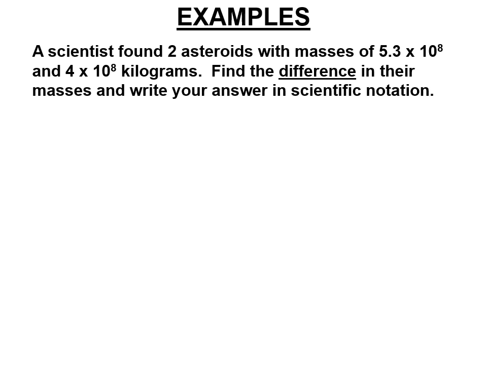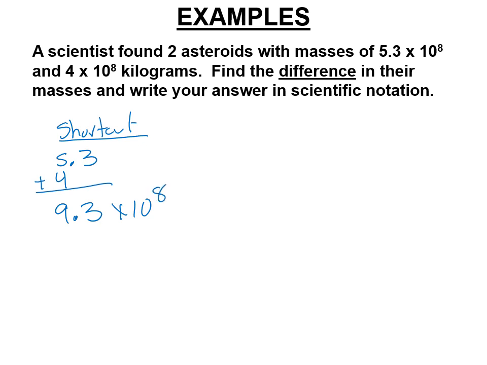So I'm going to do it both ways. I'll do the shortcut first. All right, so the shortcut, right? They have the same exponent, so I can just add 5.3 plus 4, and I get 9.3. And since it's times 10 to the 8th, it's times 10 to the 8th kilograms. All right. Now, regular way.